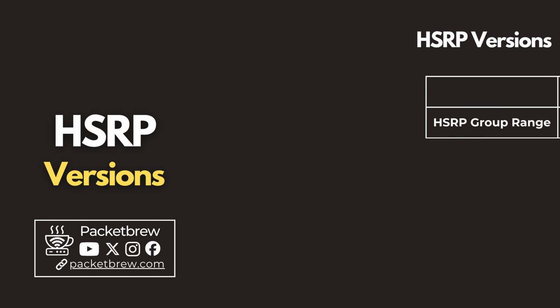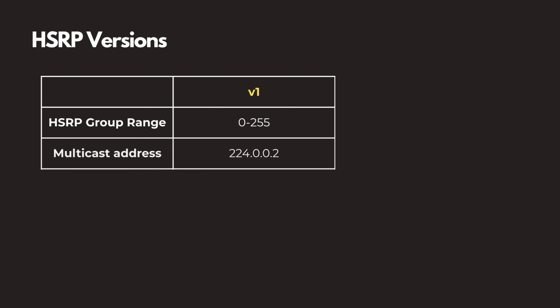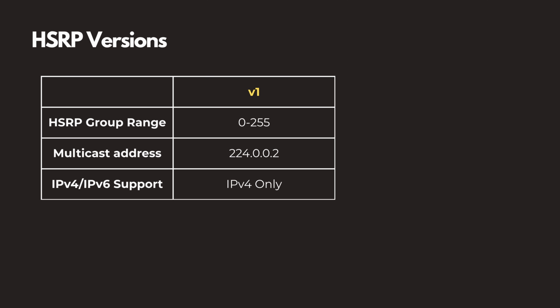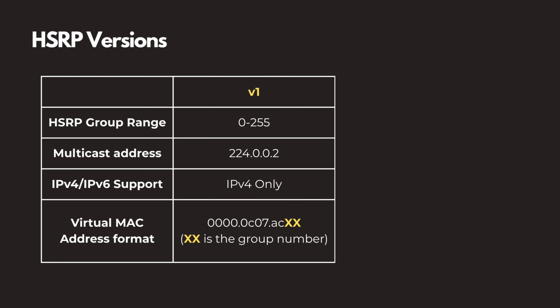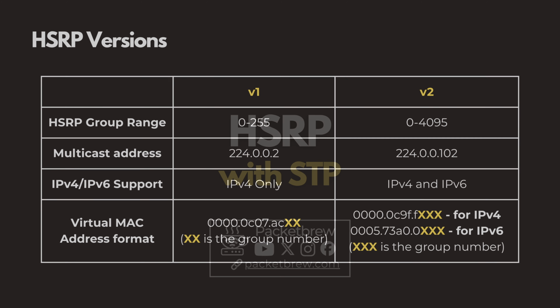HSRP has two versions. Version 1 has a group number range of 0 to 255. It uses multicast address 224.0.0.2 and it supports IPv4 only. It has this virtual MAC address format. Version 2 is the enhanced version. With a group number range of 0 to 4095, it uses multicast address 224.0.0.102 and it supports IPv4 and IPv6 with improved timers in milliseconds. It has this virtual MAC address format for IPv4 and this one for IPv6.